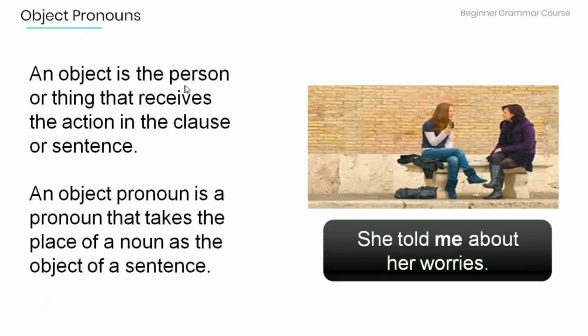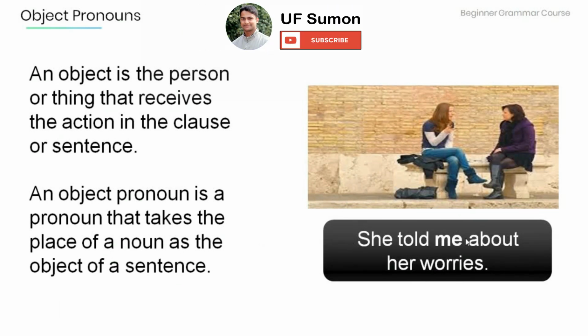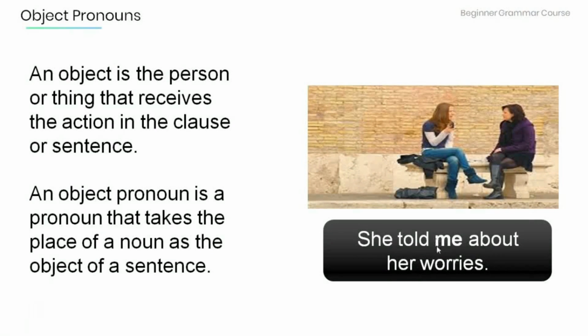An object is the person or thing that receives the action in the clause or sentence. Now, an object pronoun is a pronoun that takes the place of a noun as the object of a sentence. For example, in this sentence: She told me about her worries. The word me is an object pronoun because it refers to the person that is receiving the action. Also note that the object pronoun comes after a verb or a preposition.